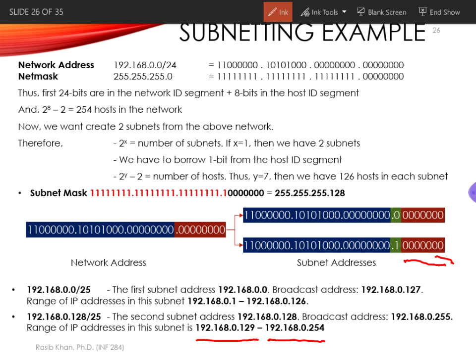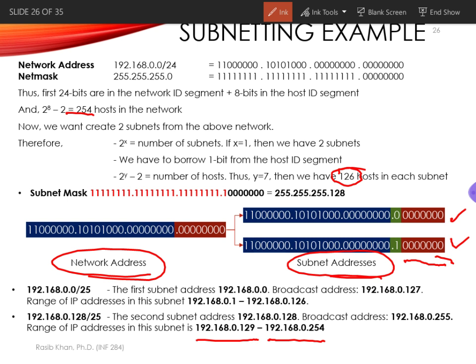So now we have essentially created two smaller networks from one large network. In the larger network, we had 254 hosts altogether as a part of one single network, but now we have a total of 126 hosts in each of these subnets.